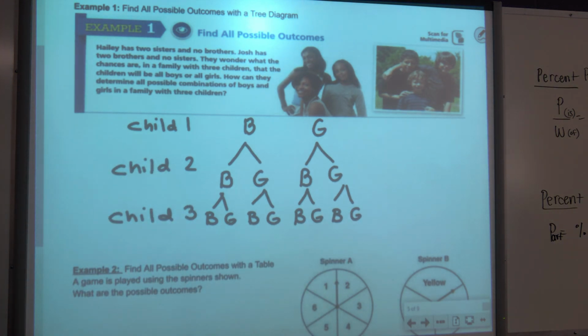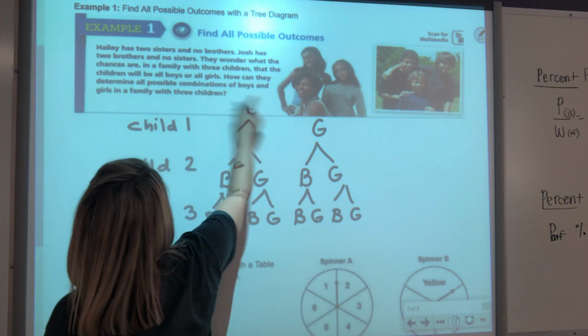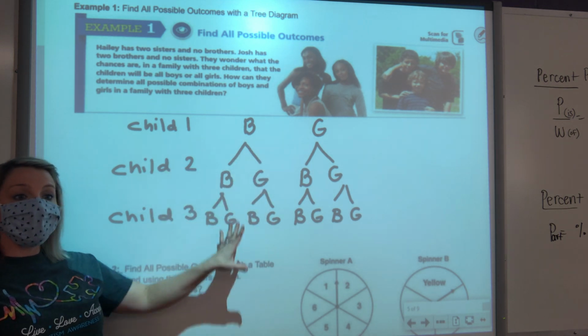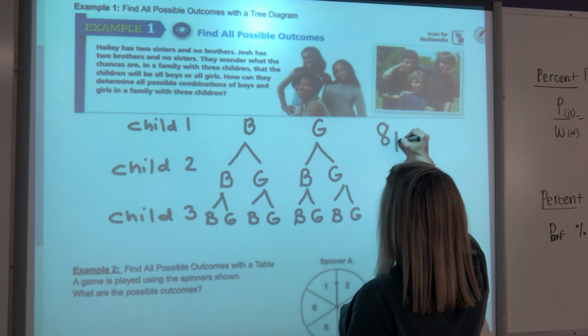So how many options do we have? We have 8. There's 8 different combinations that could possibly happen if you have 3 children. So, how can they determine the possible combinations of boys and girls in a family with 3 children? We have a tree diagram. And there are 8 possible combinations.